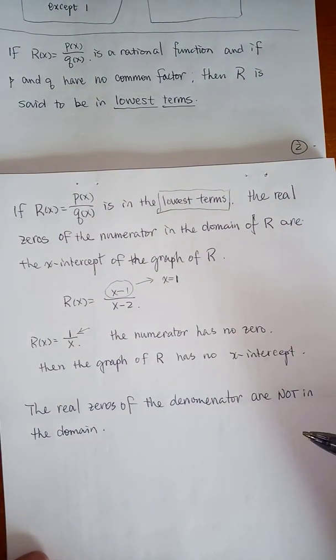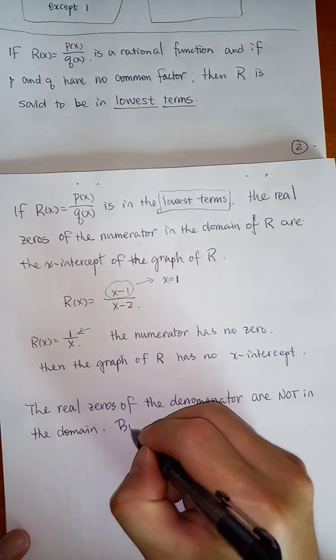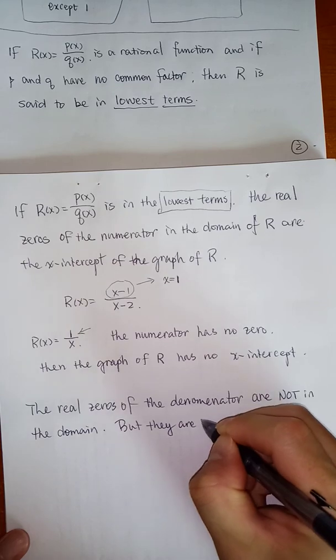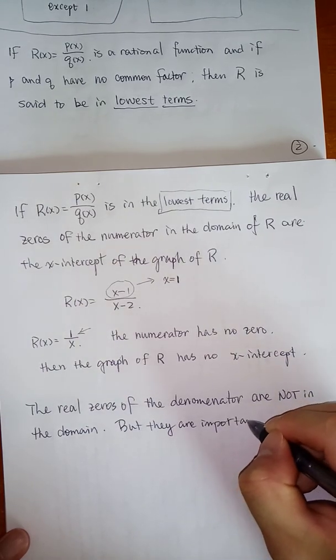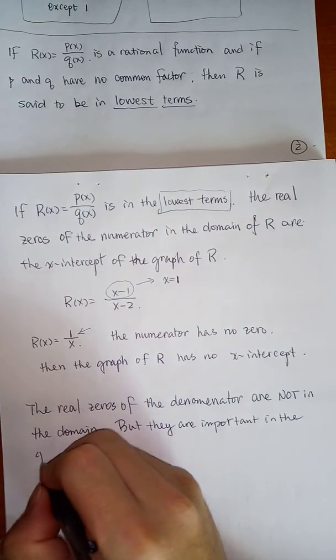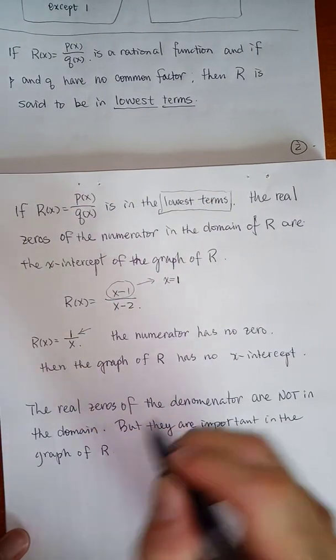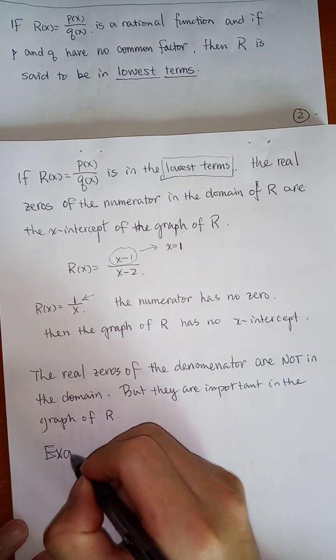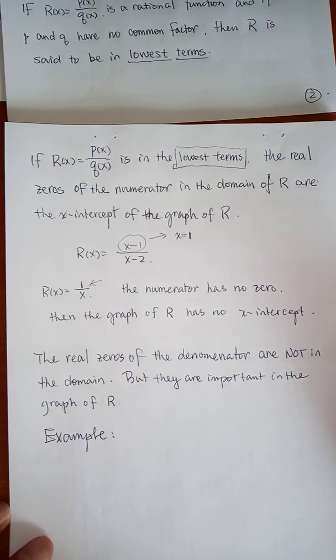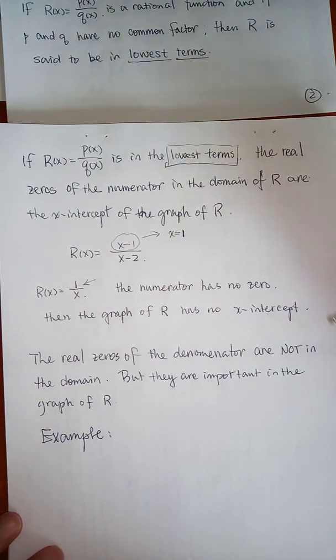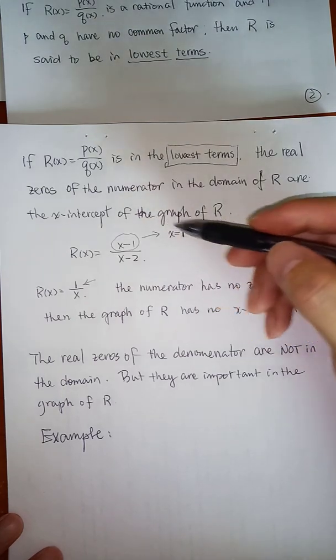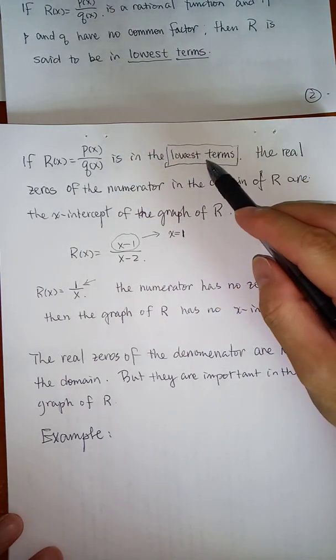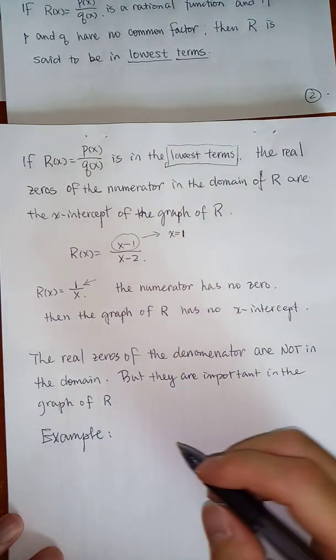But even though they are not in the domain, you will see that we will use them, because they are important in the graph of R. Even though they're not in the domain, they're still very important in the graph. So that's the lowest term and the zeros of the numerator and the denominator. These two concepts, again, I want to emphasize. The x-intercept and not in the domain are under the lowest term condition.